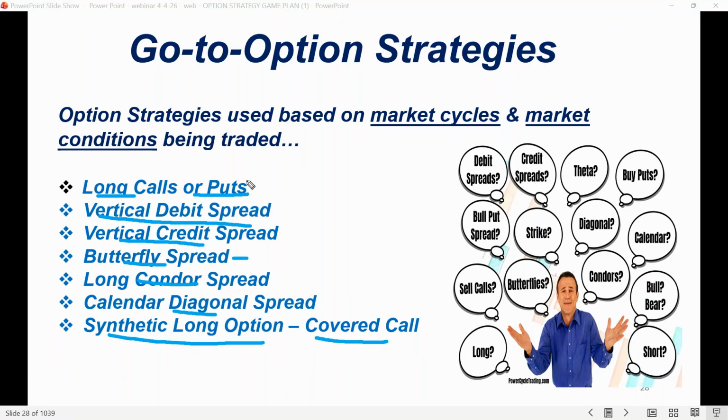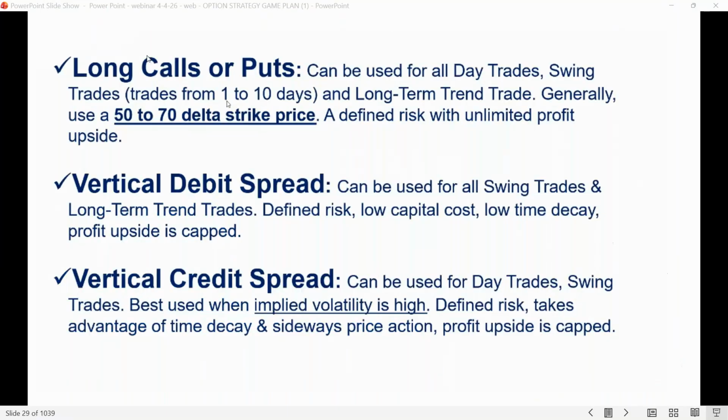So these are what I call my go-to option strategies. There are a number of other types of strategies, but these are just the bread and butter. These are the ones that you really need to know in order to trade the different conditions and cycles. All right, so these are the ones that we'll touch on. Now, the first one is long calls or puts.